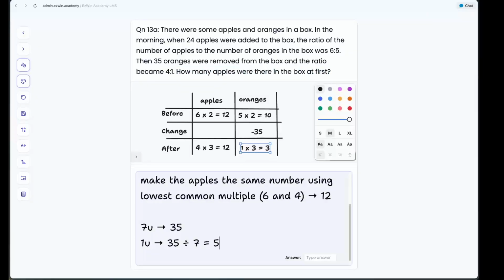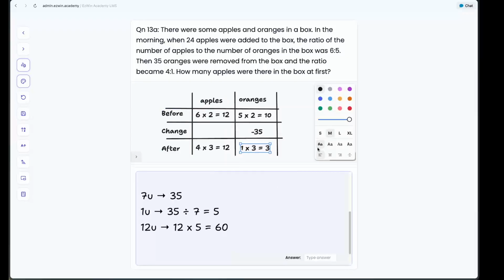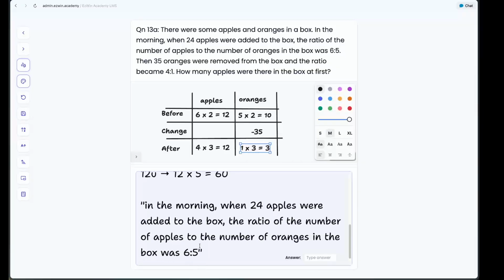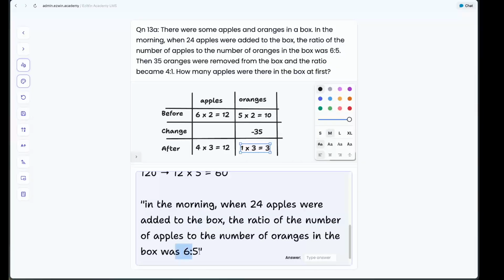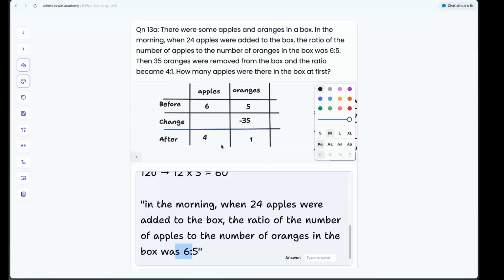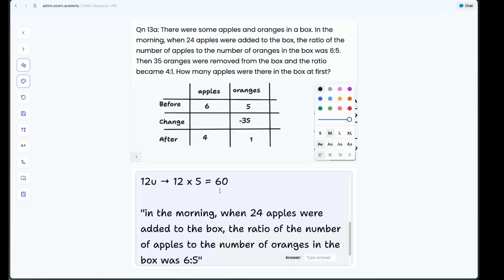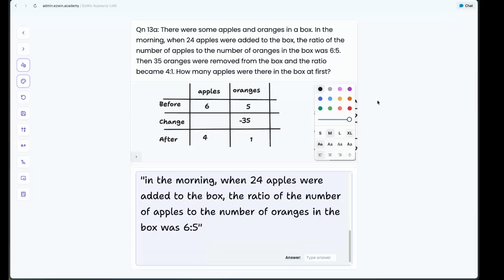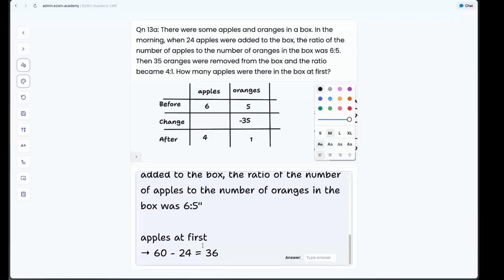But before that, we want to get 12 units first, because we want to find the apples before, which is 60 over here. So we want to find the number of apples. From the question, in the morning when the 24 apples were added, the ratio becomes 6:5, right? So that means we need to minus off 24 from 60. The final answer is apples at first equal to 60 minus 24, which gives us 36, which is the answer over here.